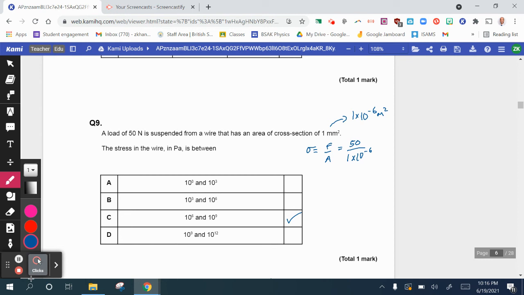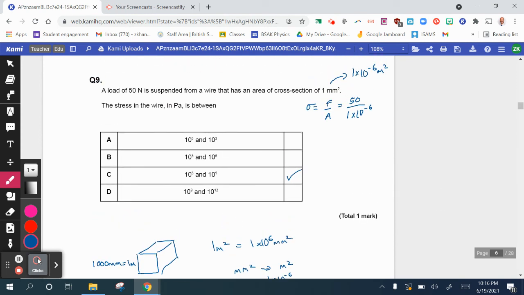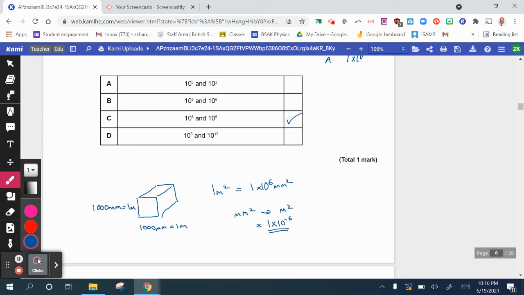Now we cannot work with millimeters squared here. Okay, so let's have a look at converting millimeters squared into standard units, because to get the stress in pascals, you must have newtons and meters squared here. So 1 meter squared, so 1 meter by 1 meter, we're not looking at a cube, so let me just rub that out there. Okay, so 1 meter by 1 meter.